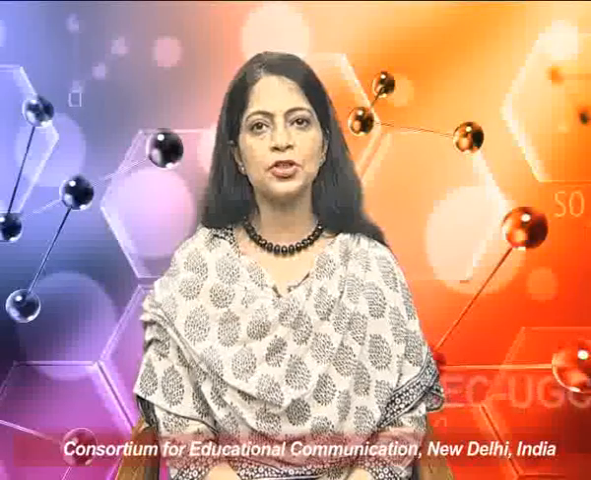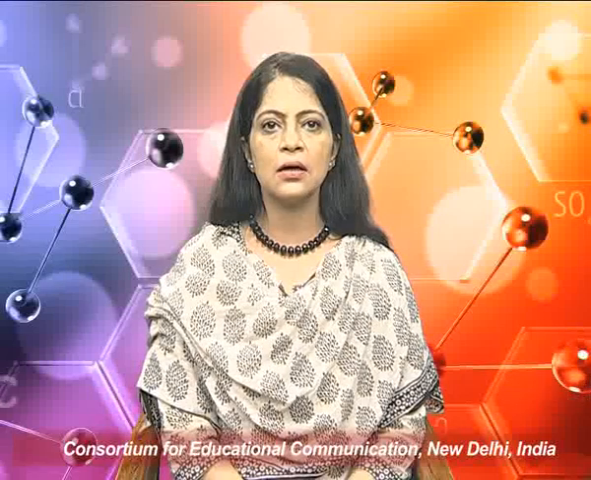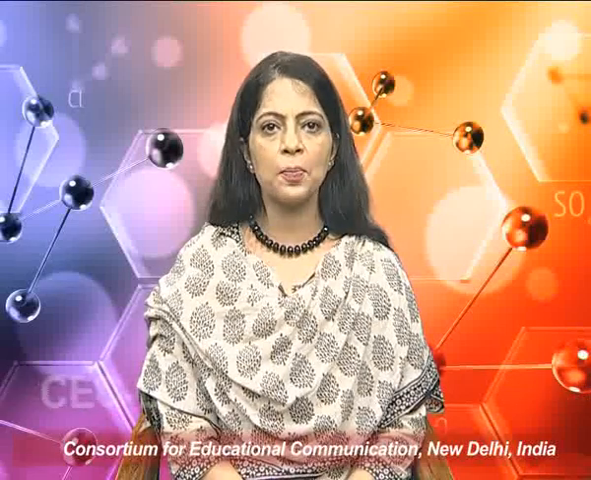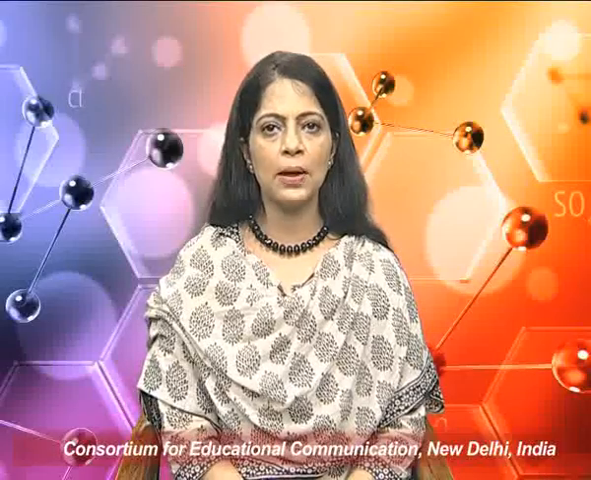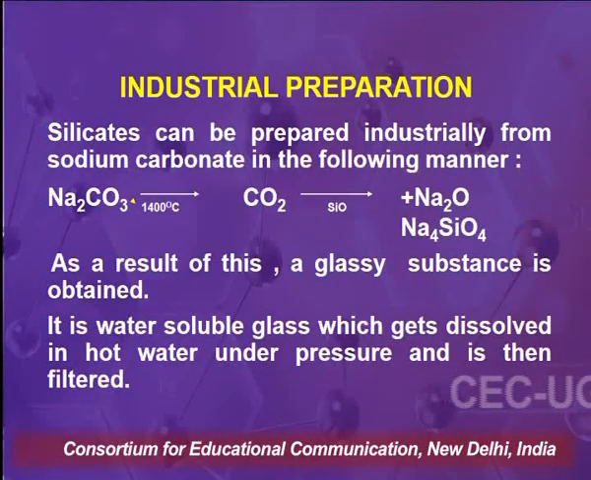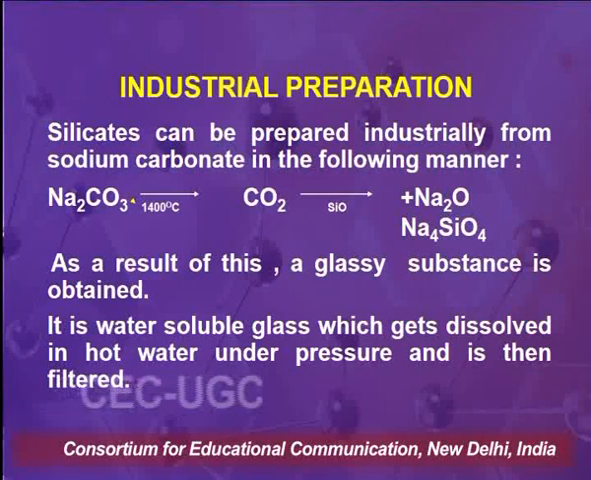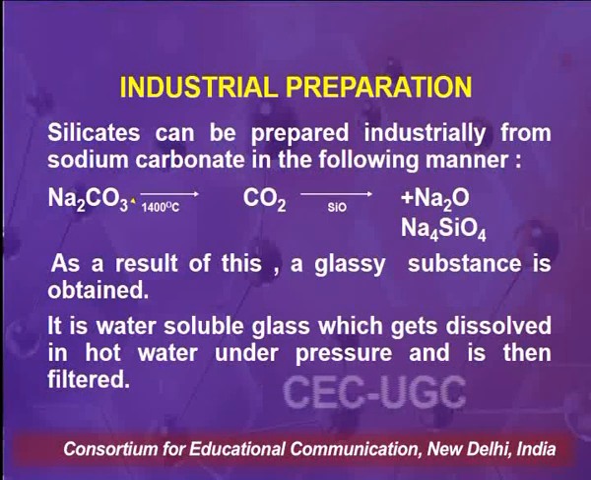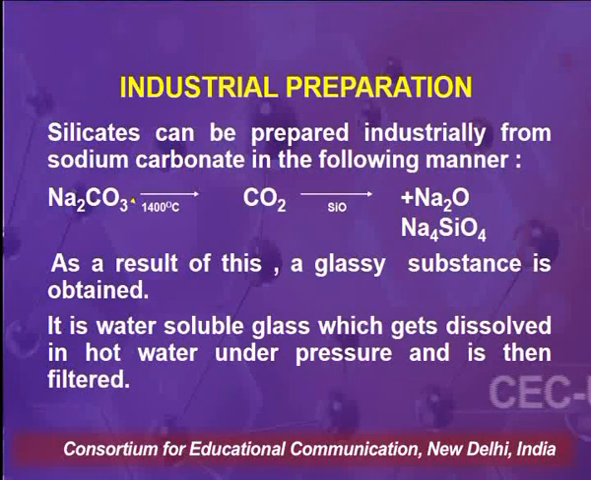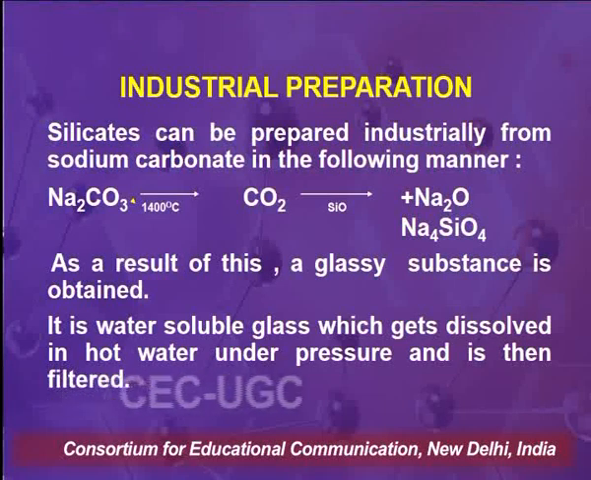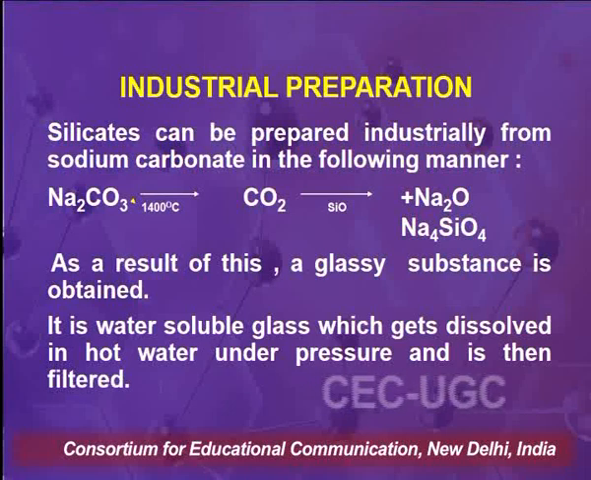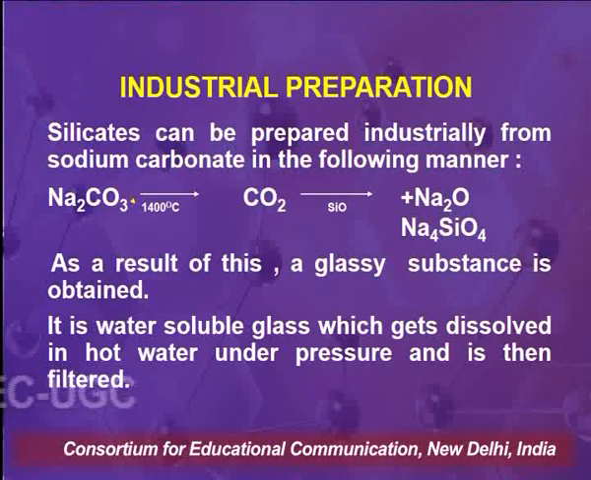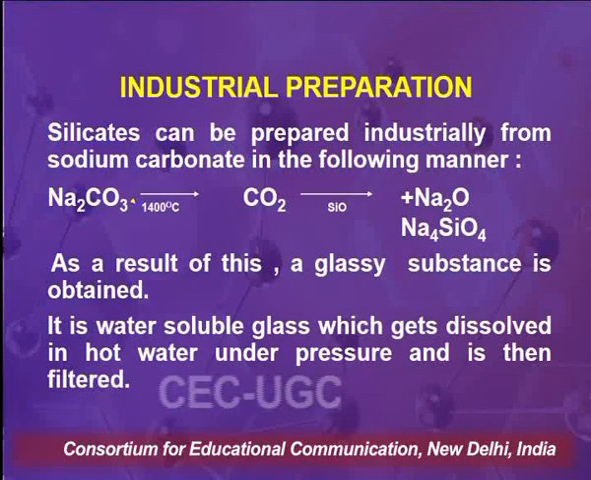The industrial preparation method of silicates includes the following. They can be prepared from sodium carbonate in this manner: sodium carbonate at a treatment of 1400 degrees centigrade releases carbon dioxide, and the sodium oxide which remains, on treatment with silica, produces sodium silicate. As a result, a glassy substance is obtained by the name sodium silicate, a water soluble glass which gets dissolved in hot water under pressure and is then filtered.